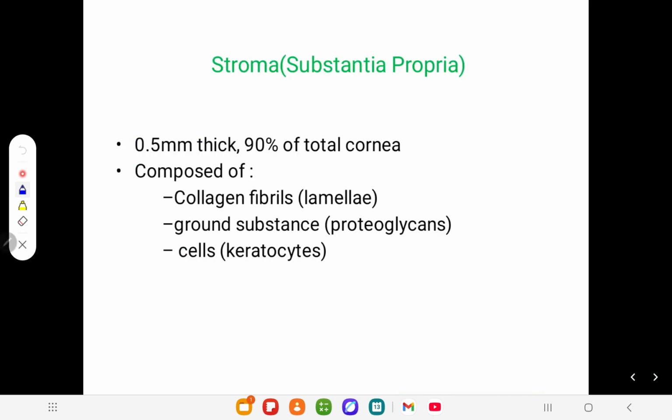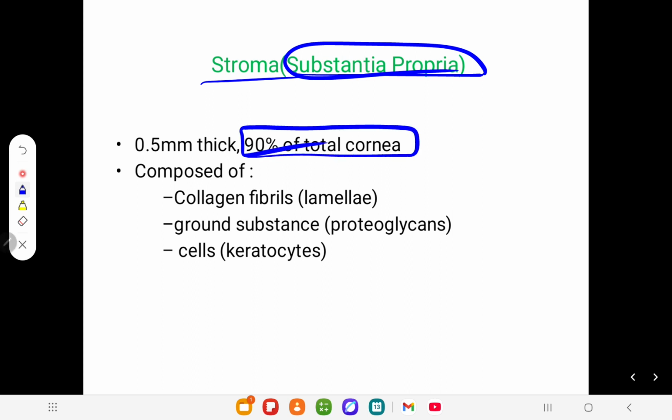So stroma propria. What do you mean by stroma propria? Substantia propria is another name for the stroma. It's 0.5 mm thick at the center, 0.67 mm thick at the periphery, and approximately 90% of the total cornea. Sometimes questions are asked about which of these layers is the strongest. Definitely, I think it's the stroma, isn't it? It's thicker and more of the weight is borne by the stroma. Definitely it has resistance to chemicals. I think the other layers differ, but the strongest, yes, definitely is the stroma.